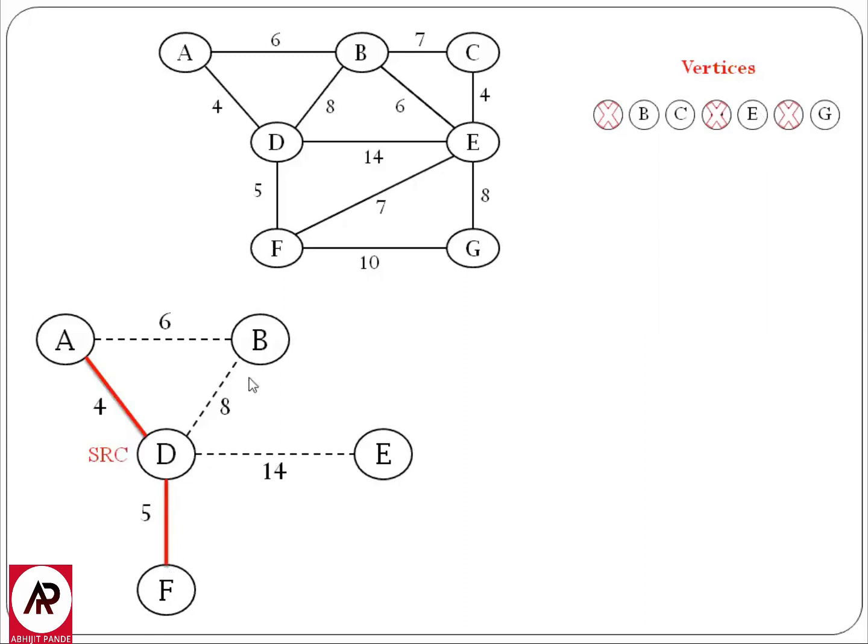Identify the edges that are originating from node F. From node F, there are three different edges. One is D to F, which we have already considered. Second edge is F to E having the cost 7, and third edge is F to G having the cost 10. Now in this scenario, the minimum cost is 6, so I have to consider that edge and add the node B in our minimum spanning tree. So I have considered this edge and node B is added in the minimum spanning tree, so I am going to cancel it.